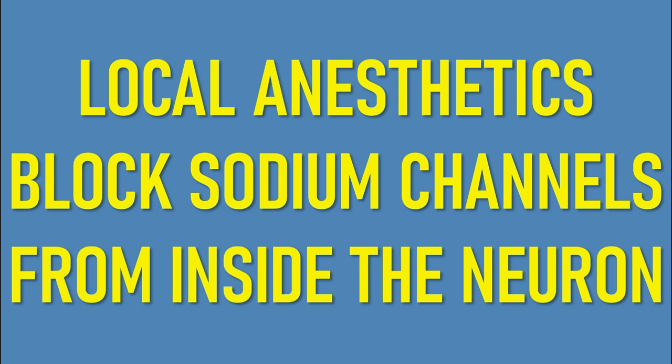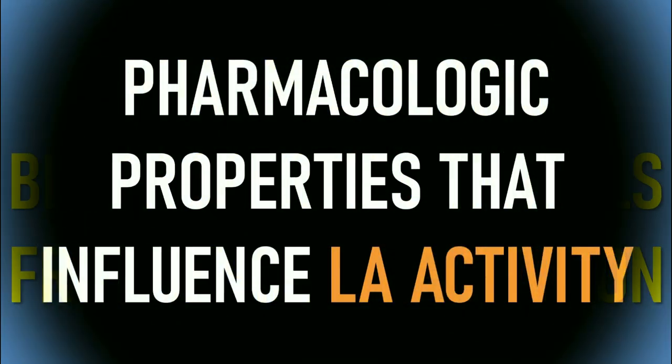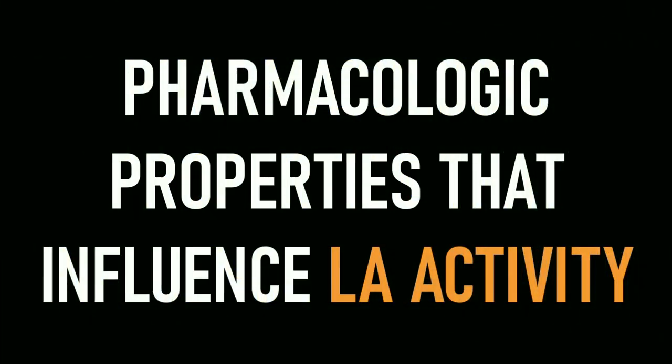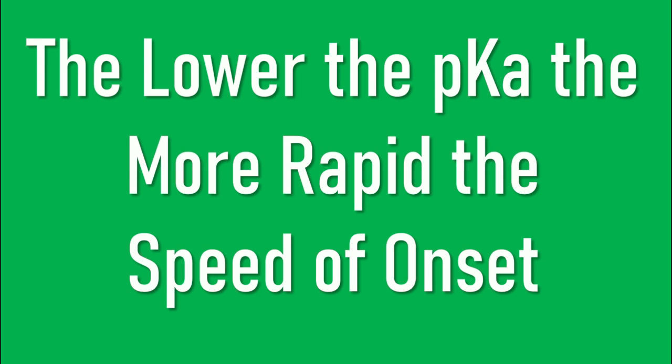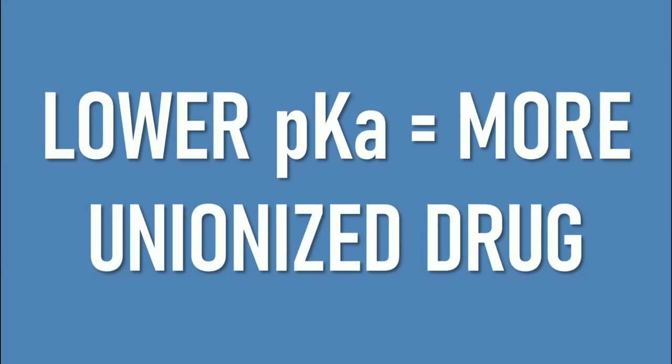So while they all work the same way, some have a rapid onset and offset of action, some have a longer duration of action. So let's look at the pharmacological properties that influence local anesthetics. The first property relates to its pKa. The lower the pKa, the ion dissociation constant, the more rapid the speed of onset, because at a lower pKa, there is more unionized drug.